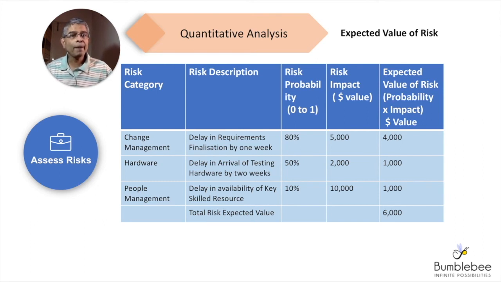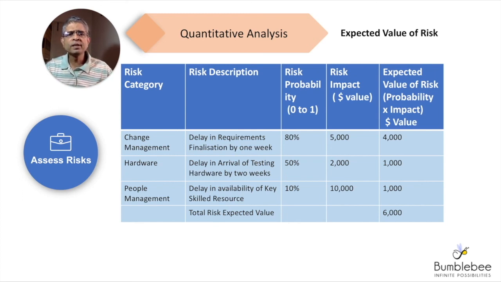Whereas the risk impact value, the first one is $5,000, the second one $2,000, and the last one $10,000. Probably these have been arrived at based on how much waiting time the team has to undergo because of the delays, and the cost due to these factors. And the expected value is just a product of the probability and the risk impact. And with these, you arrive at the total risk expected value by adding up all these.